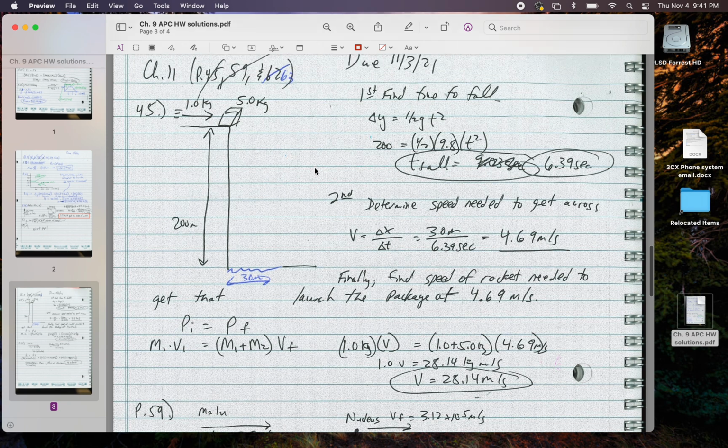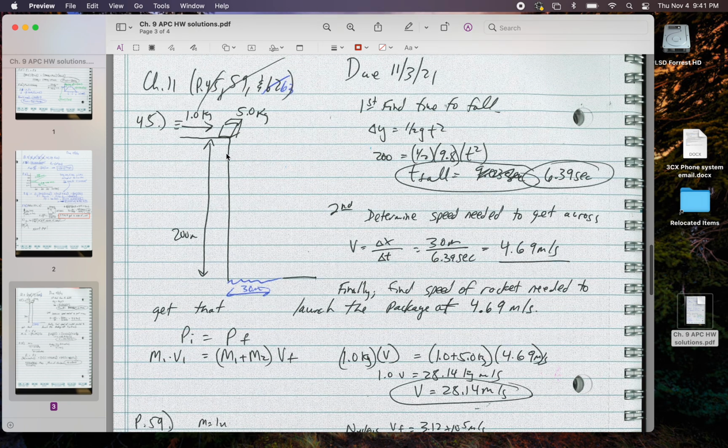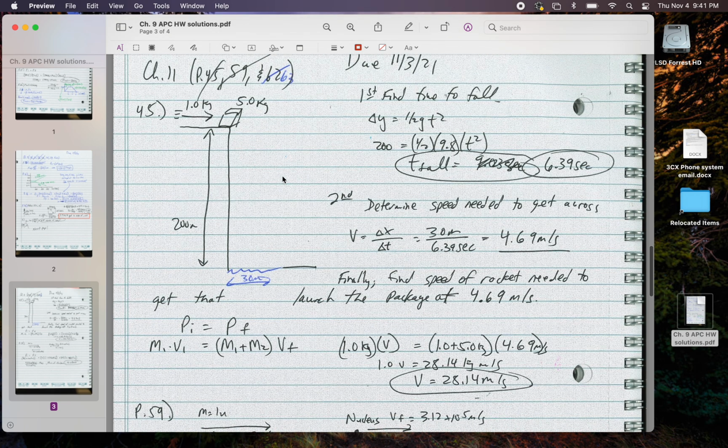But you actually have to work backward to think about it. First of all, in order to need a certain speed across here, you have to find the time to fall. So that's using kinematics. Second thing you need to do is determine the speed you need to get across the river. That's, again, a simple kinematics problem: 30 meters divided by the time we figured out above. That gives us the speed that we need to get across.